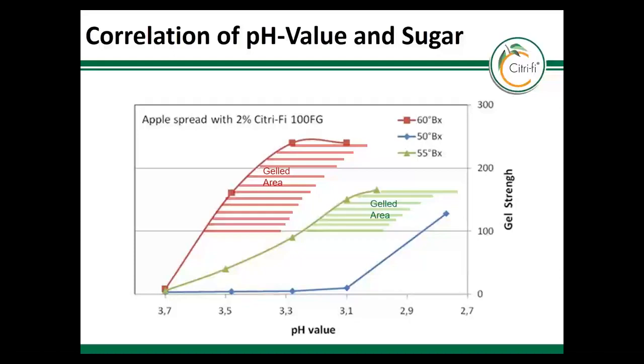Higher brix and a lower pH generate a stronger gel. Below 50 to 55% sugar or soluble solids, the HM pectin type cannot form the junction zones needed for a real gel. But of course, under these conditions, citri-fi provides viscosity, much more than cellulosic fibers.